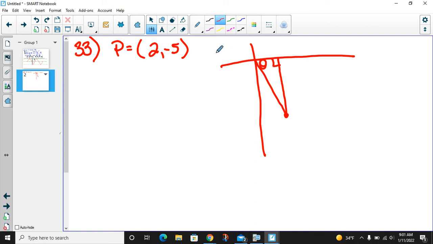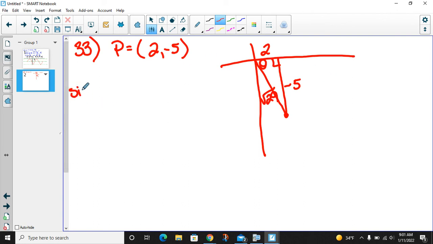All right, so the point tells me my legs, right? So I went to the right 2, and I went down 5. So now to find my hypotenuse, I simply use the Pythagorean theorem. a squared plus b squared equals c squared, and that will end up being the square root of 29. All right, from here it's all SOHCAHTOA.